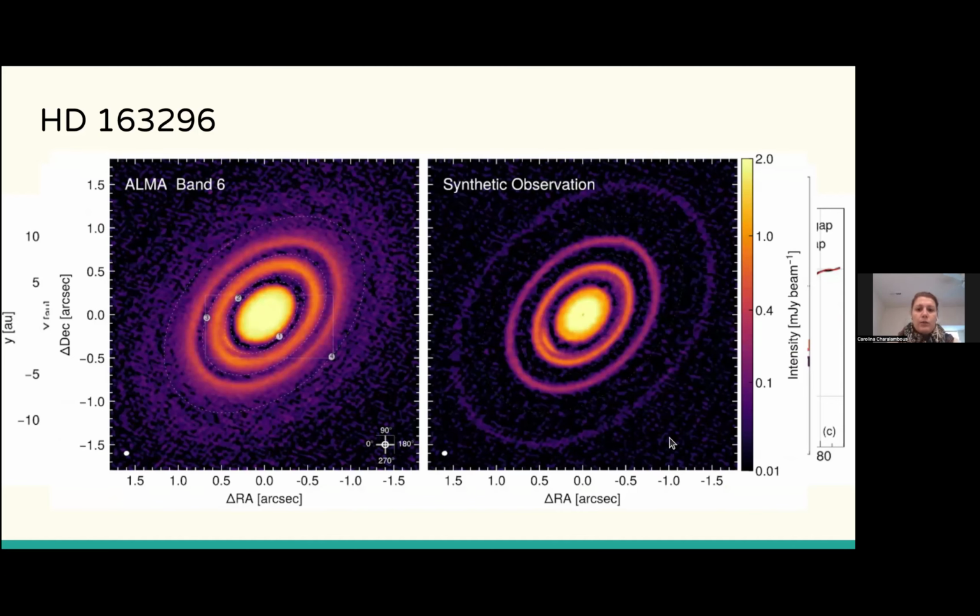And you can produce a synthetic observation and compare it to the real observation. And if we have 2 planets in this gap, we see that there is very good agreement between the synthetic observation and the real observation.